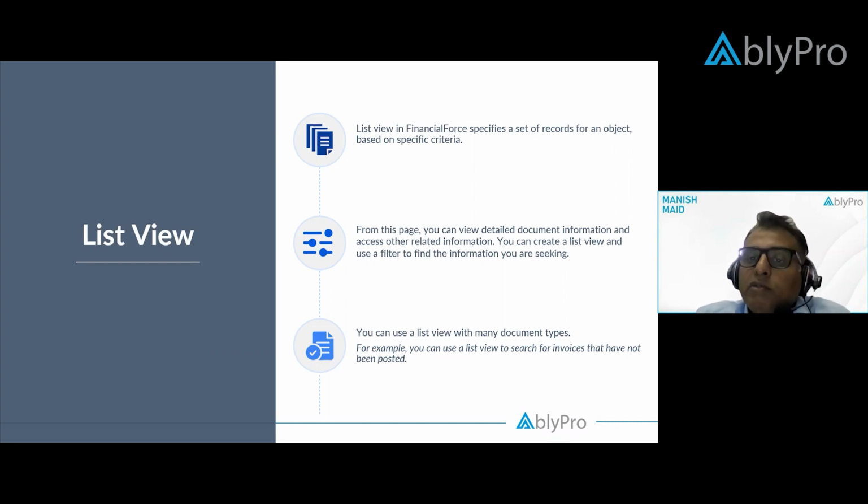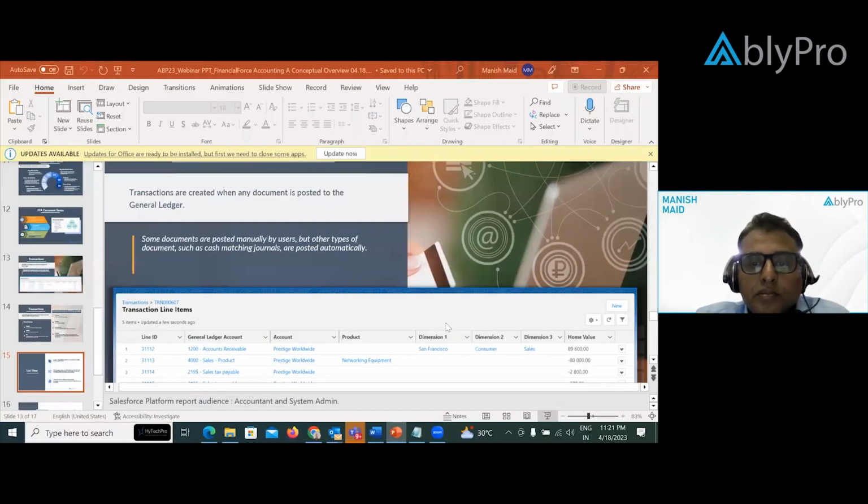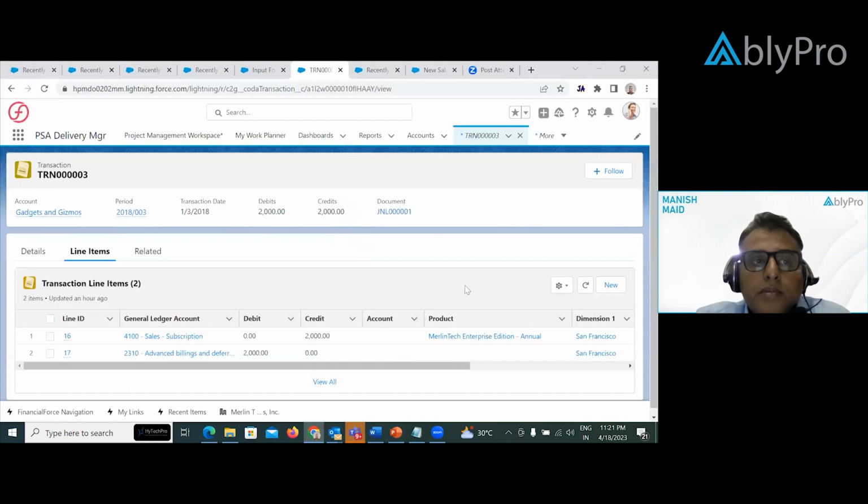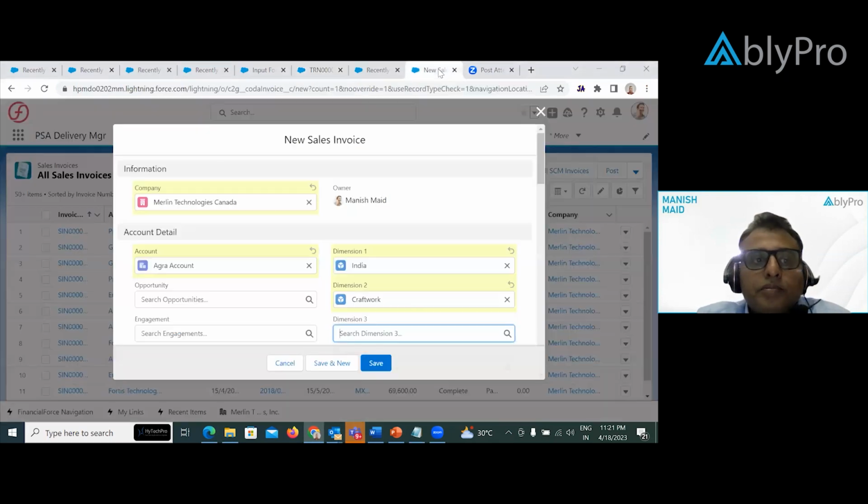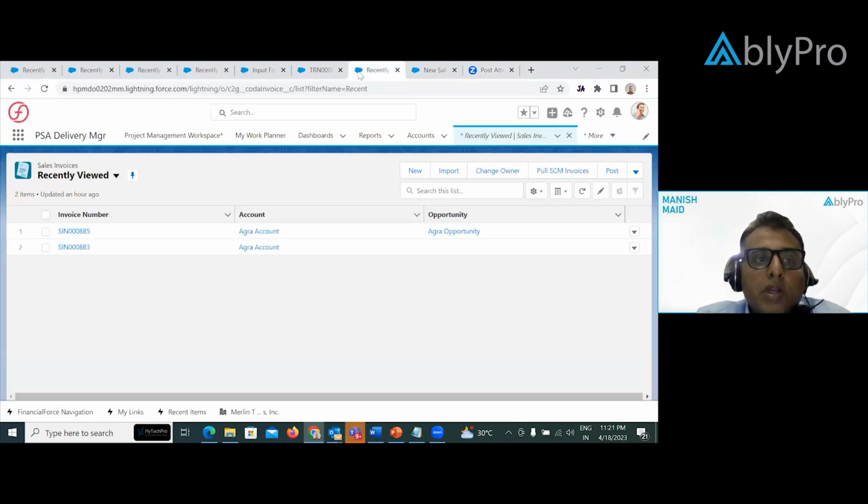From this page, we can view detailed document information and access other related information. We can put a filter also. We can create our own list view also. We can use a list view with many document types. So now I'll show you an example here, how a list view can be generated. Okay. So let's say this is a sales invoice list view.